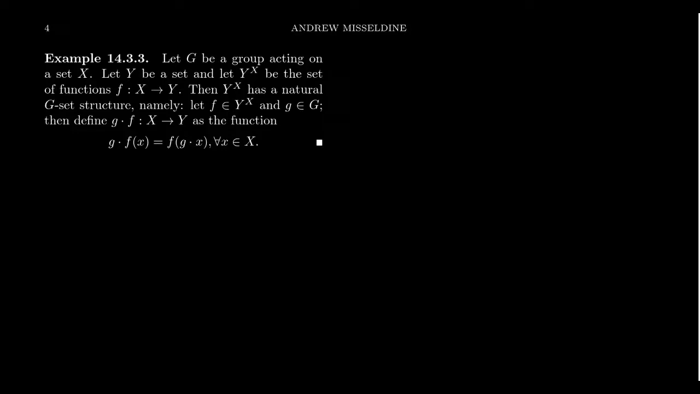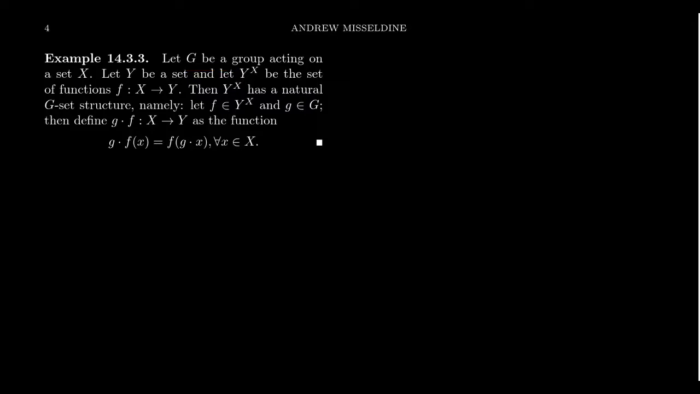Now, before we get to our combinatorial example, let me present one more example of a group action. That is, I want to present a way of constructing a new group action from an old group action, because these are the type of things we're going to count in these combinatorial problems. So imagine we have a group G that acts upon a set X. It's just some generic group action.